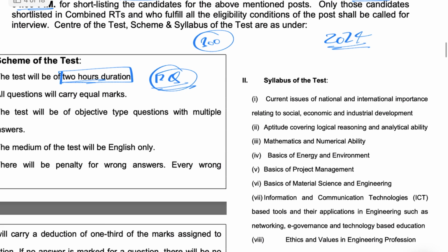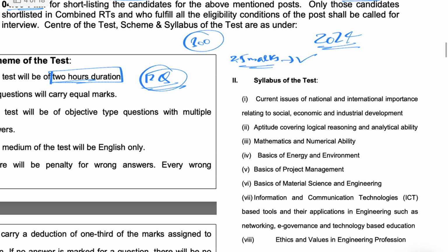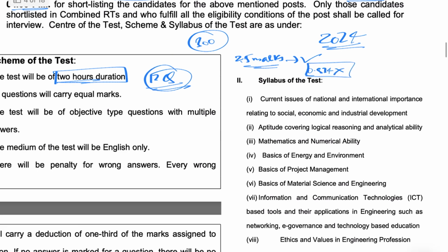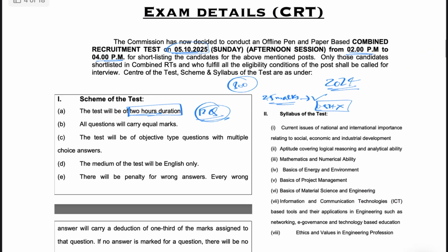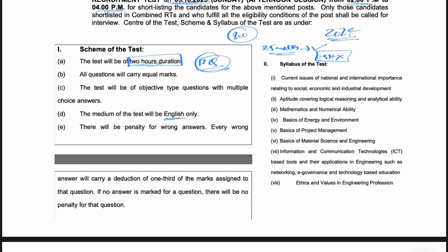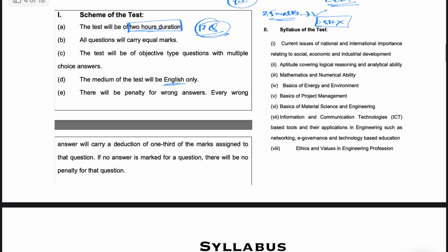Basically 2.5 marks for every correct answer, and 1/3 of it, that is approximately 0.834 marks, is deducted for every wrong answer. So we had 120 questions for which 2 hours is given. The paper is given only in English medium. Since it's a technical paper, the language will be English. And this is regarding the penalty: for each wrong answer, 1/3 marks will be deducted.